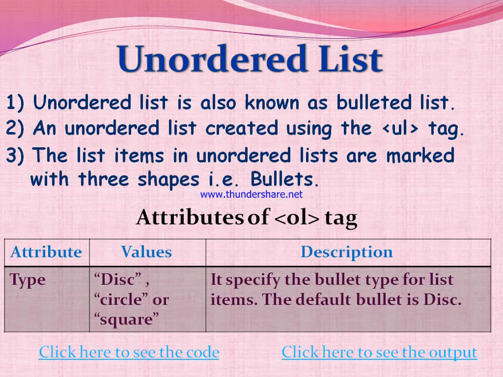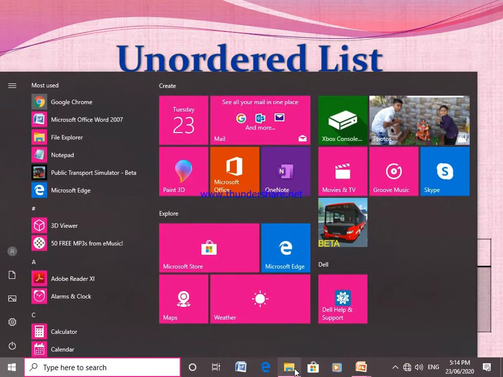Now this type attribute of the UL tag specifies the bullet type for list items, and the default bullet is disk. Disk, circle and square, these are the three possible values of the type attribute of the UL tag, the unordered list tag, but the default one is disk. We will also see this by using one example.